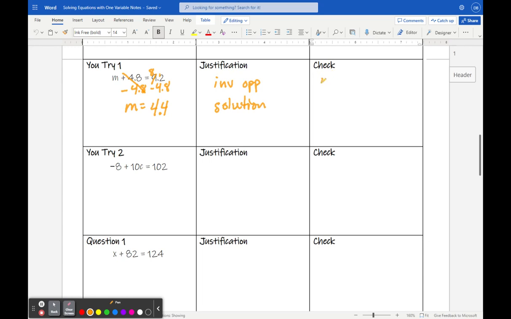My check would be 4 and 4 tenths plus 4 and 8 tenths equals 9 and 2 tenths. Now, my brain does not like to add horizontally, so I would rewrite this. 4 and 4 tenths plus 4 and 8 tenths. 4 and 8 are 12. The 2 stays in the tenths. That decimal just drops. Regroup. 4 and 4 are 8, and 1 more is 9. So it does work out.